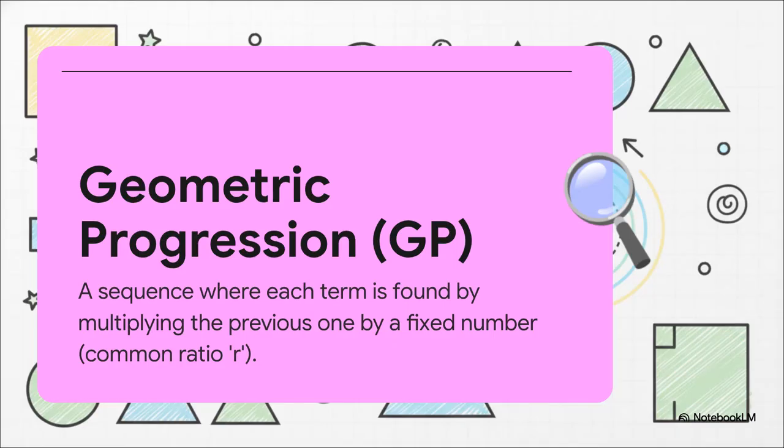So at the very heart of every single GP, you've got 2 main players. First, you've got A, which is your first term. That's your starting block. And then you have R, the common ratio. Think of R as the engine that drives the whole thing forward. And how do you find R? It's super simple. You just divide any term by the one right before it. So if you have 2, 4, 8, you just do 4 divided by 2 or 8 divided by 4, and boom, you know your common ratio is 2.